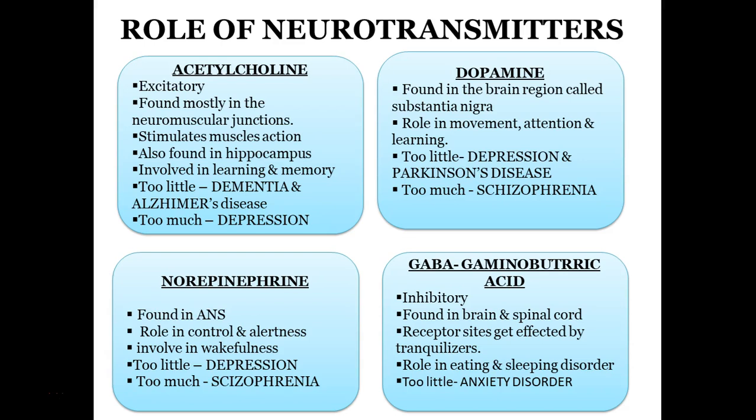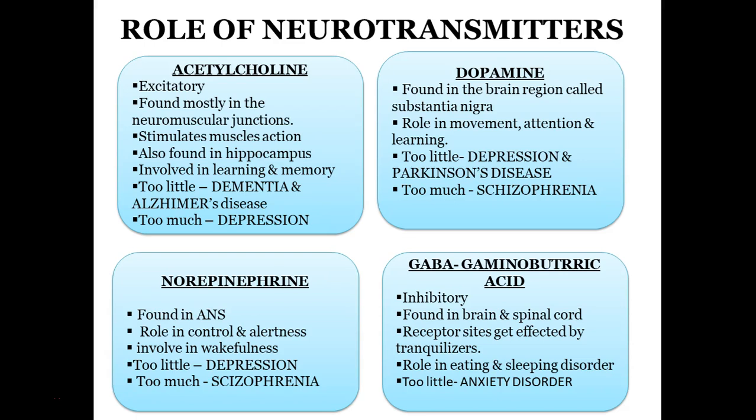Another neurotransmitter is dopamine, which is found in the brain region called substantia nigra. It has a role in movement, attention and learning, and when its amount lowers, it results in depression and even in Parkinson's disease. But when its amount rises in excess, it is also associated with schizophrenia. Another is norepinephrine. It is found in the autonomic nervous system and it has a role in control and alertness, involved in wakefulness, and if it is present in too little amount, it is associated with depression. If it is present in excess, then it is associated with schizophrenia. Basically, norepinephrine is that flight or fight response connection.